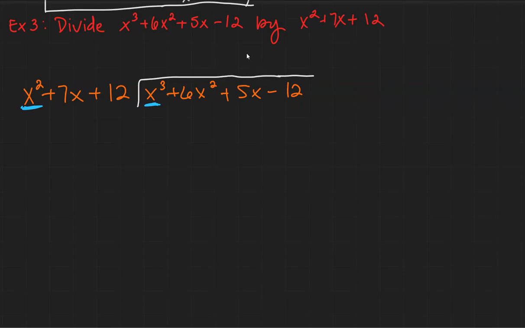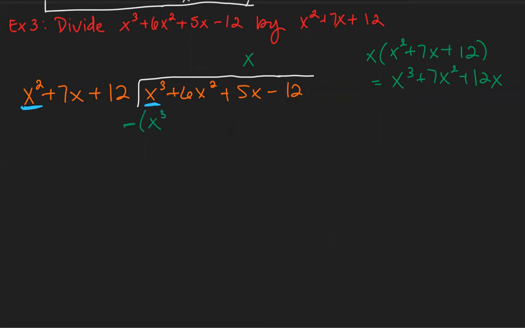I line it up with my x term in my dividend. So x on the side, x times x squared plus 7x plus 12. You don't have to write this out if you kind of know what it's going to be. But if it helps you to know what it's going to be, then definitely write this work out. X cubed plus 7x squared plus 12x. Okay, so we're subtracting that off.